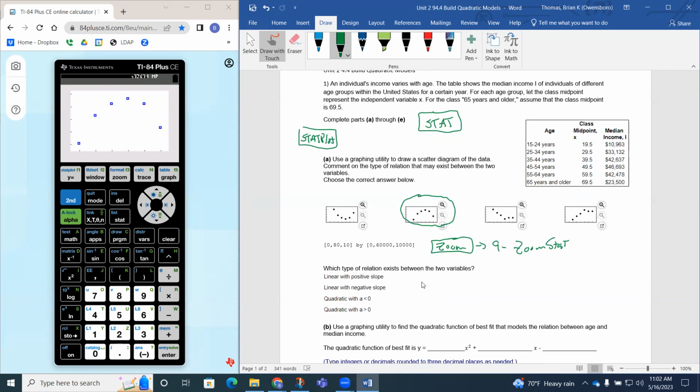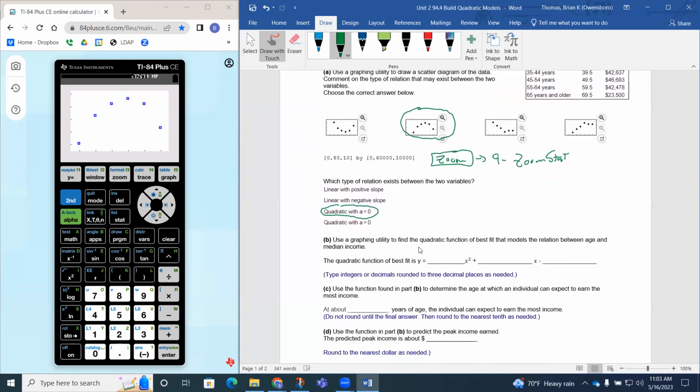So the next question is, which type of relationship do we have between the two variables? Notice that it's kind of quadratic. Now, does it open up or open down? Since it opens down, we know A has to be negative. A has to be less than 0. So it's quadratic, and A would have to be less than 0 since it's opening down. So that means it's going to have a maximum value.